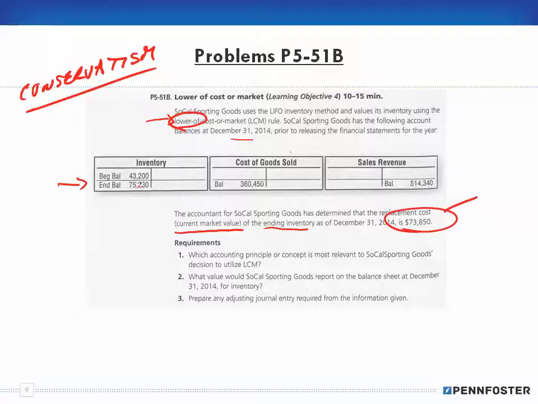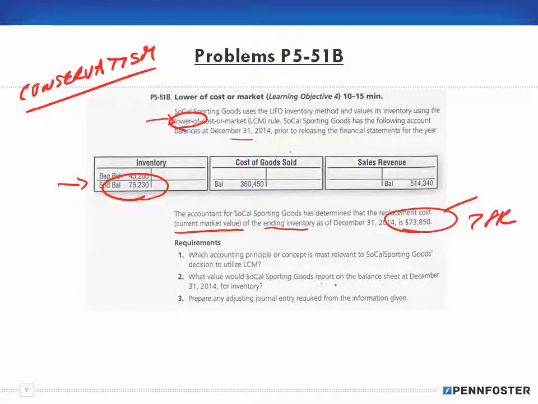Like if you're overstating your inventory, that's not a good thing. If the market is saying that we have 73,000 as the value of that inventory at this point in time, even though we paid 75,000, we're going to want to use whatever the market will bear at this moment in time. Now, if we paid 75,000 and let's say the market says it's worth 78,000, well then we're going to want to use what we actually paid, in order to be conservative.